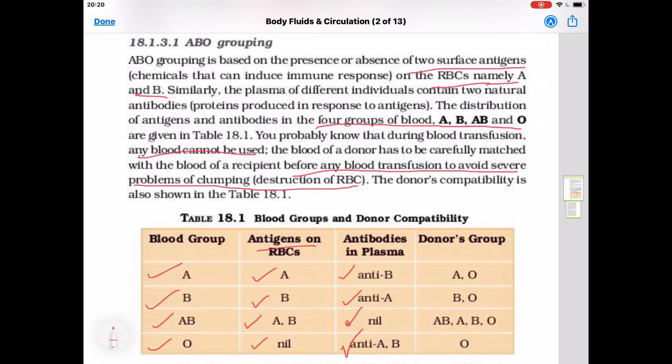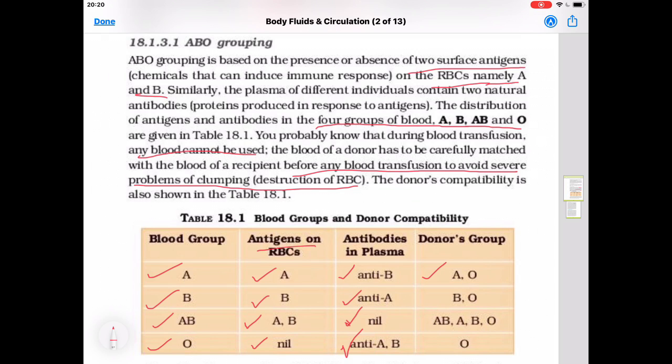So a person with blood group A can give blood to A and can give to AB, but the blood group A can receive from A as well as from O. So O is considered as universal donor and AB is considered as universal recipient.